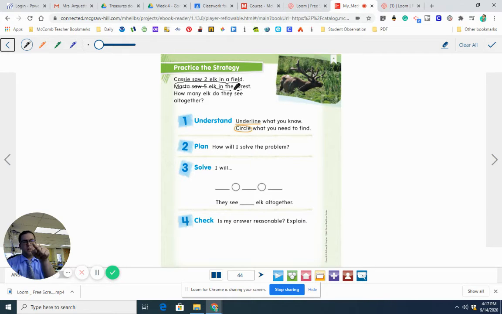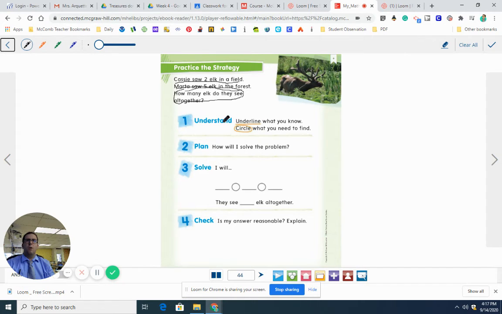Now you need to circle what we need to find. Go ahead and see if you can figure that one out. Circle the sentence that has the thing you need to find. All right, that should be that sentence with a question mark. How many elk do they see all together? How will I solve this problem? Now we're going to be building a number sentence in the next part, but also it might help if you draw some pictures. If you draw some circles, that might help you too. Whichever strategy works for you. I'm going to walk you through the strategy where we're going to write a sentence first though.